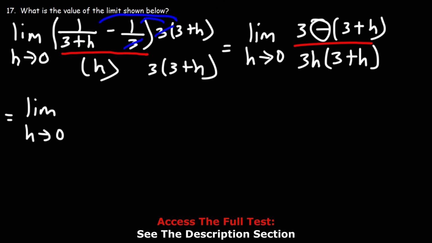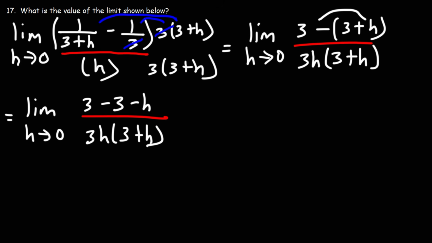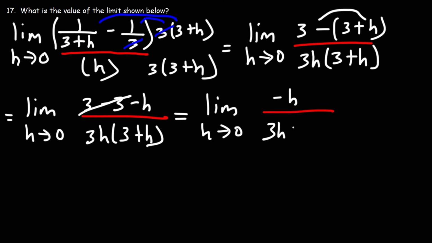So now let's distribute the negative sign. We're going to have 3 minus 3 and minus h. Don't forget to distribute that negative to the h. And on the bottom, we can just rewrite what we have as well. Now, 3 and negative 3, they add up to 0, so they will cancel. That gives us the limit as h approaches 0 of negative h divided by 3h times 3 plus h.